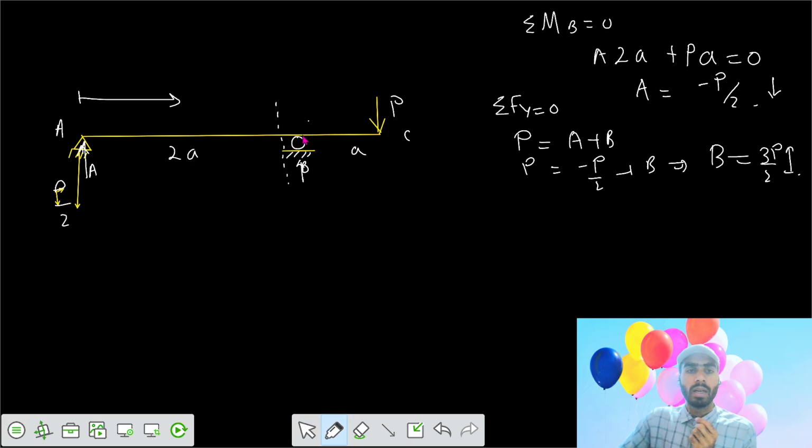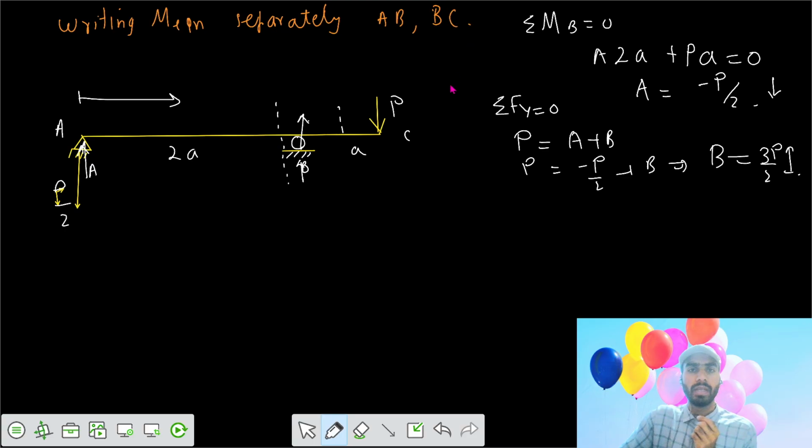So after that, when we cross the point B, there is a reaction upwards. The effect of this is only coming after this 2A has been crossed. So the effect of this is not valid in this region. To overcome this effect, we take those segments separately and write moment equations individually for AB and for section BC.